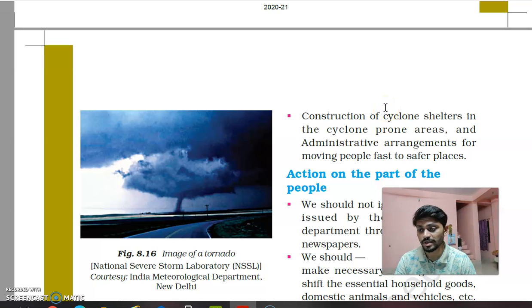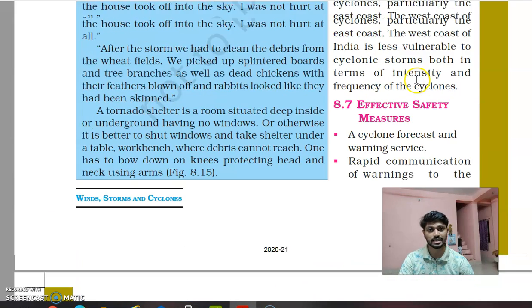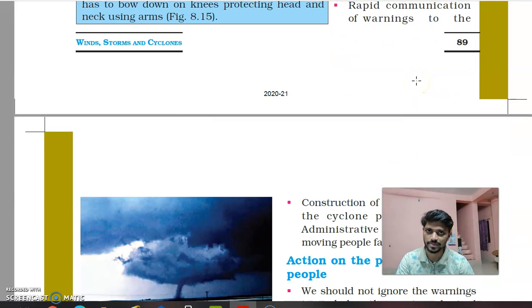And another point would be we can create cyclone shelters. Cyclone shelters are created usually underground. So there can be no air, there can be no roof. So the chances are very less that the underground portions of the earth would be damaged because of the cyclones. So these are certain steps that can be taken to prevent damage from the cyclones.